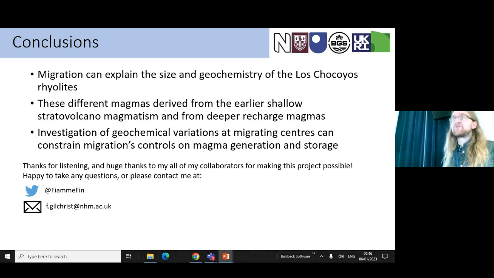We think that migration can explain the size and the geochemistry of the Lost Turquoise rhyolites, and that these different magmas derived from earlier shallow stratovolcano magmatism and from deeper recharged magmas, respectively. And I think this shows that investigation of geochemical variations at migrating centers can really constrain migration's control on magma generation and storage. And this is a real key piece of the puzzle for the generation of large volumes of silicic magmas.